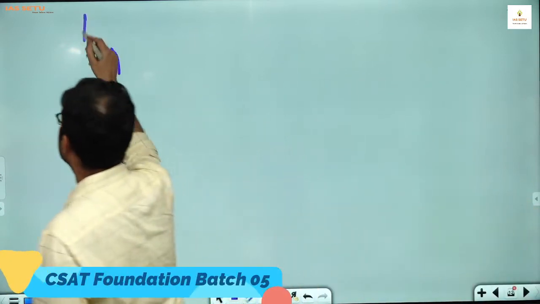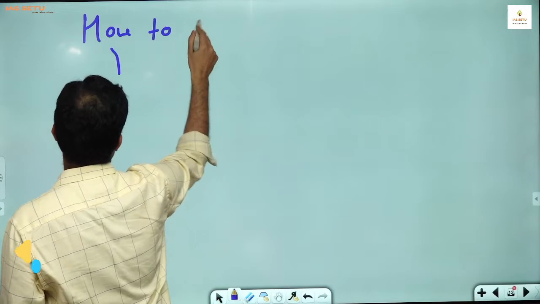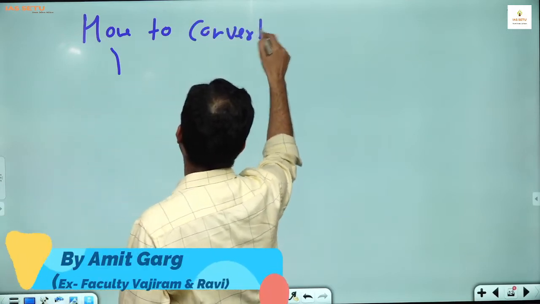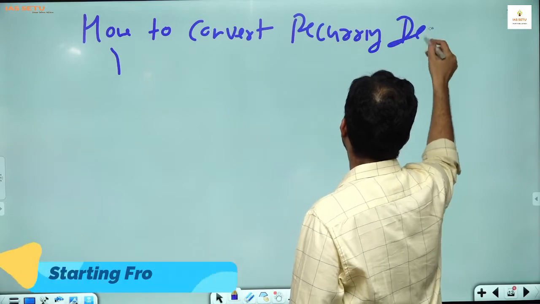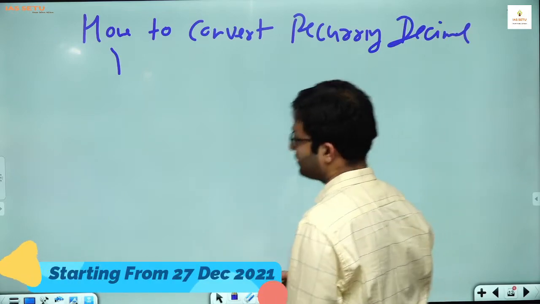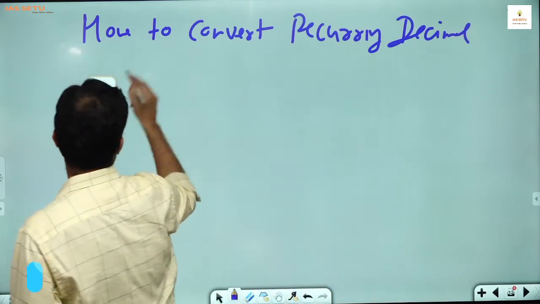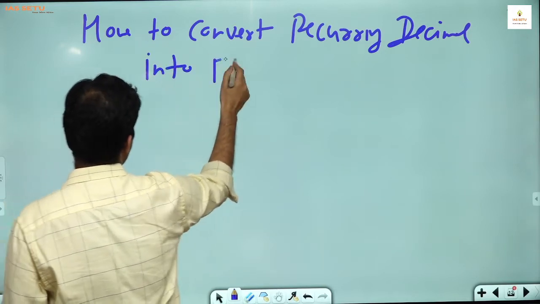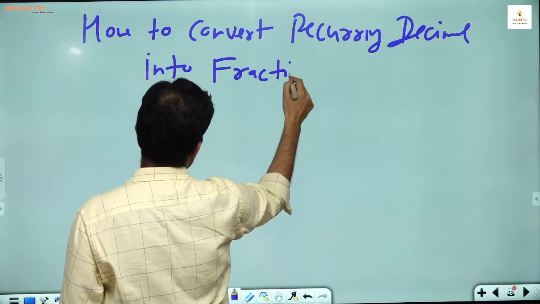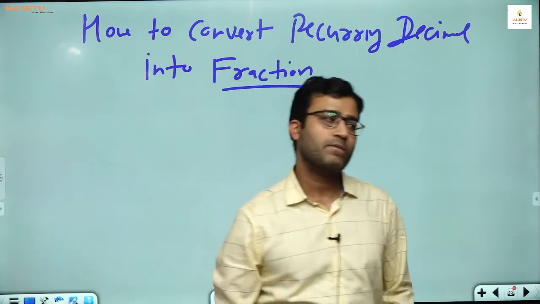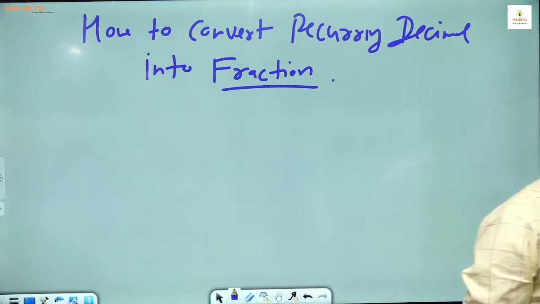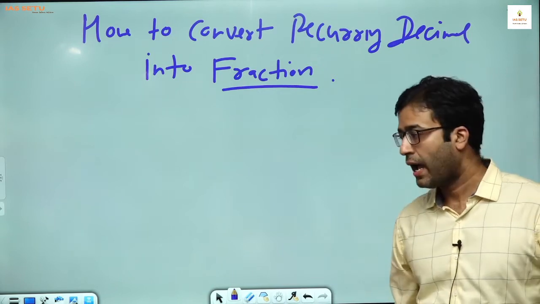How to convert recurring decimal into fraction. I give you two methods.